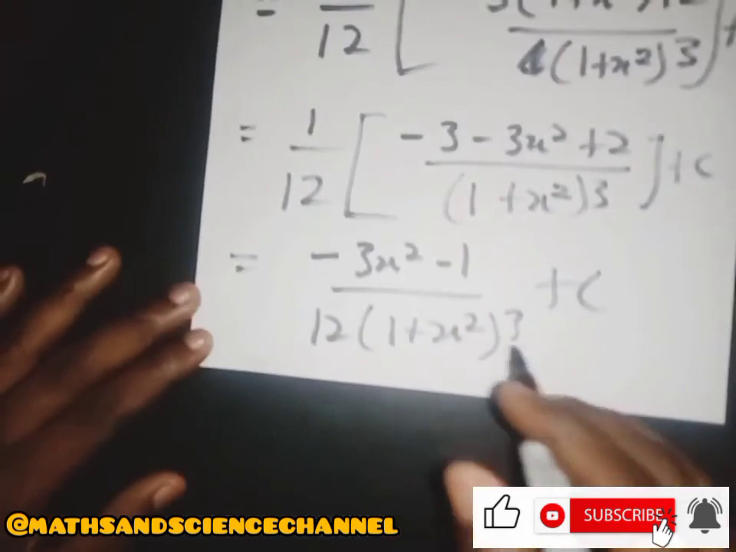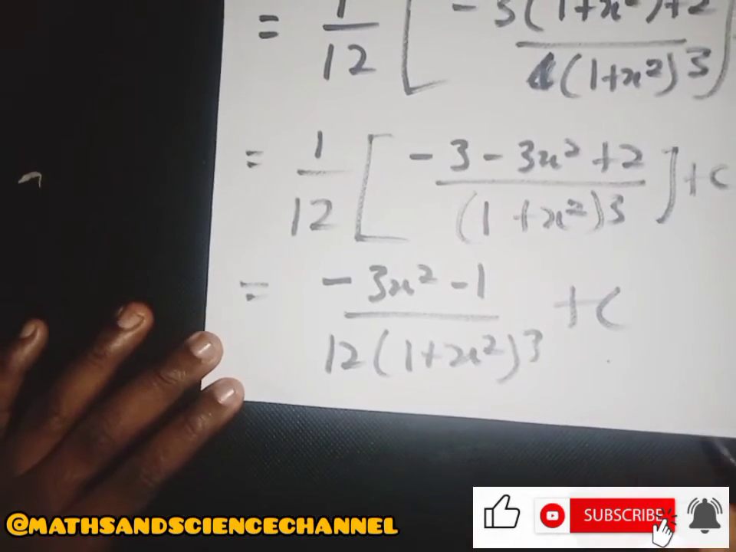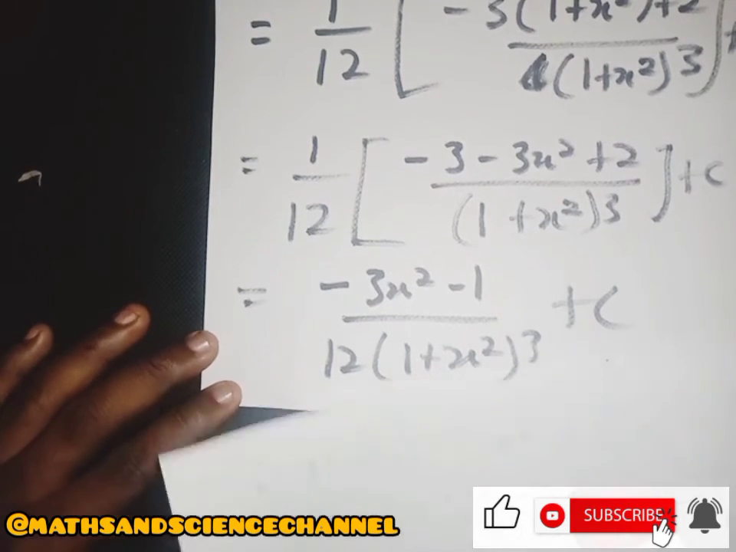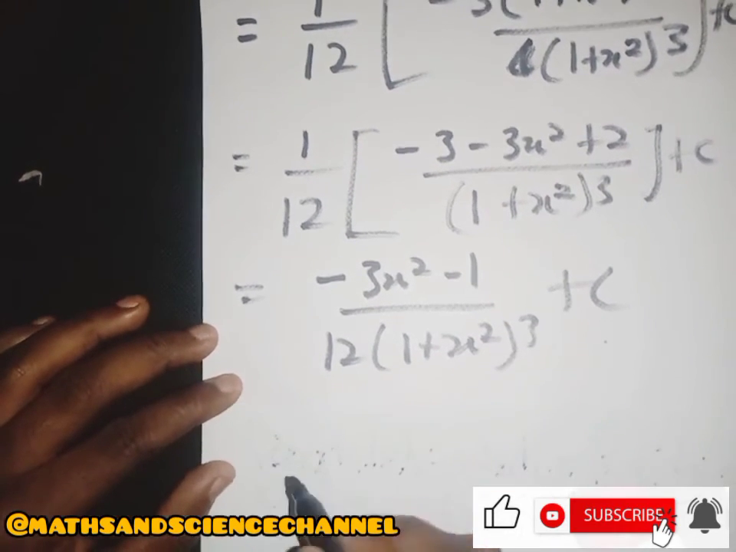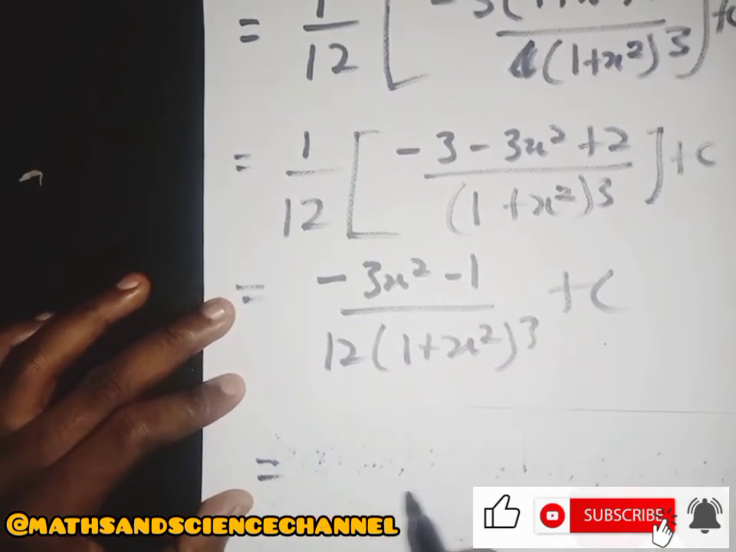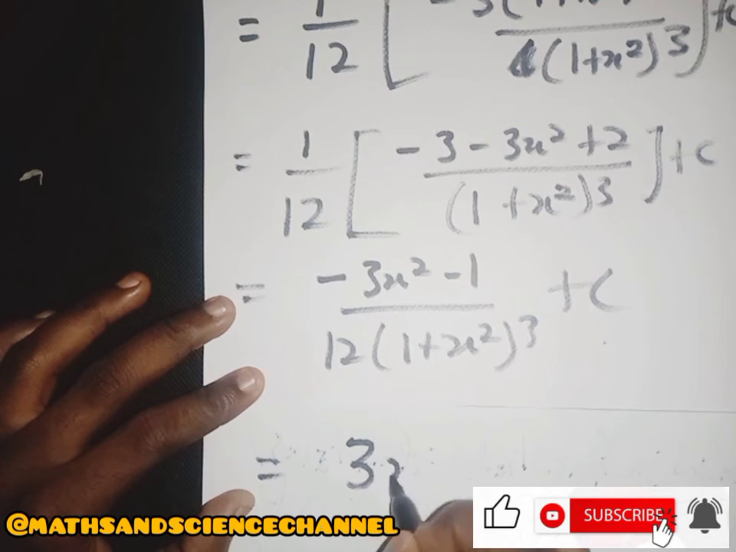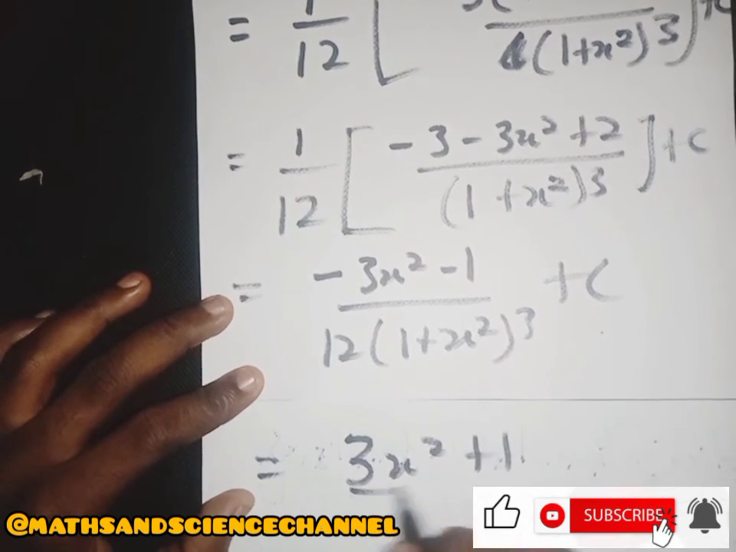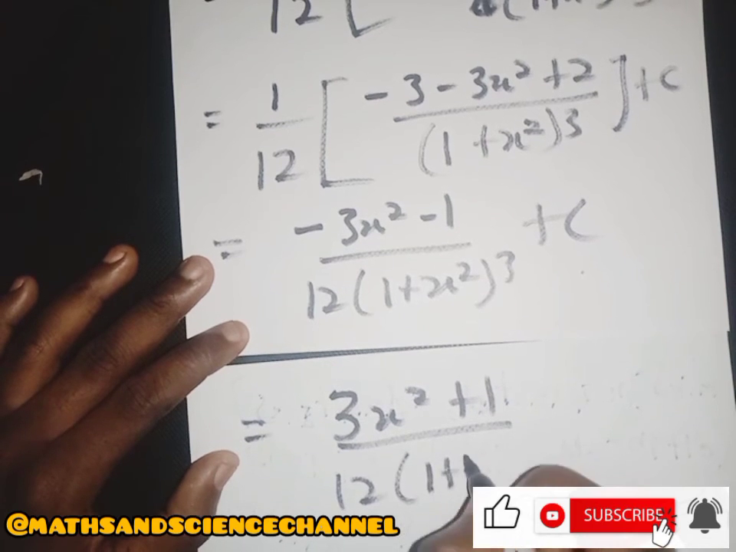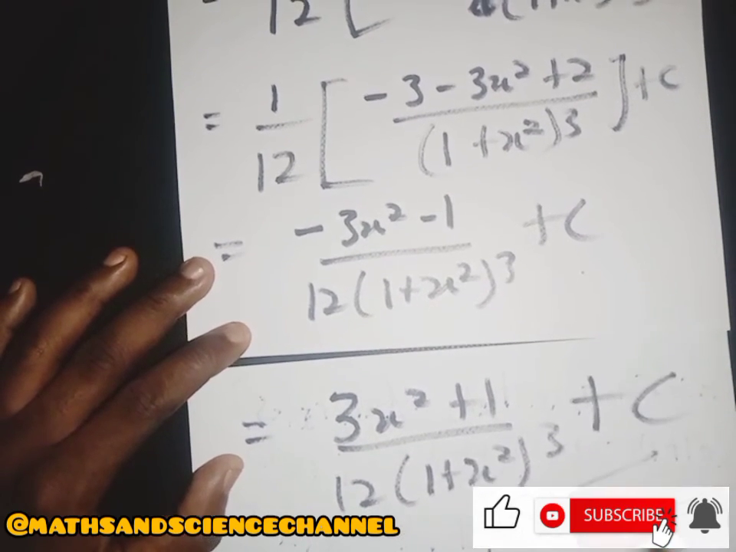So yeah, you can leave your answer in this way, or better still, we can get rid of the negative. Getting rid of the negative, we multiply through by that, and we can have this as 3s squared plus 1 divided by 12, then (1 plus s squared) to the power cube plus c in this case.